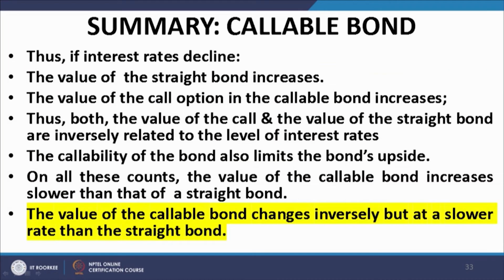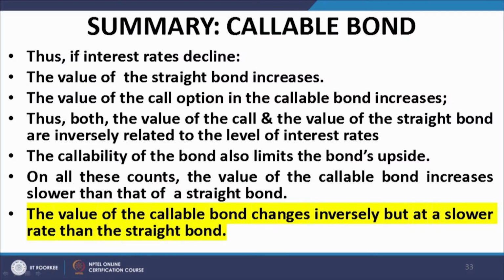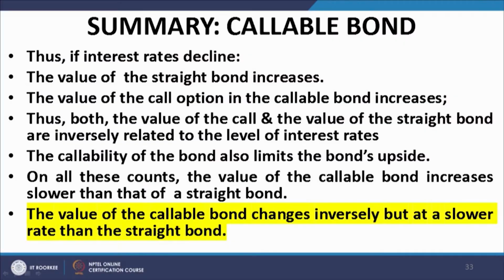So, this slide summarizes whatever I have been discussing so far, and let us read it out slowly and carefully. Thus, if the interest rates decline, the value of the straight bond increases. This is as far as the callable bond is concerned. We all know there is an inverse relationship between the price of a bond and interest rates, and therefore, if interest rates fall, the price increases. The price increases means the value of the call option in the callable bond increases. Why? Because there is a greater probability of the exercise of the call option.